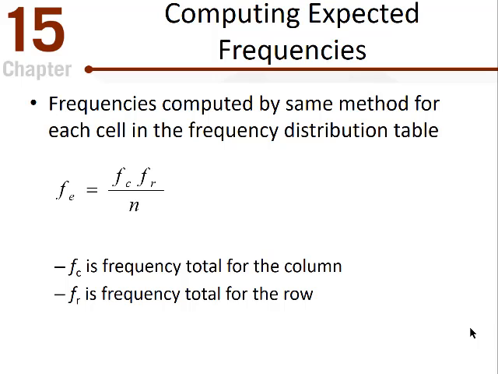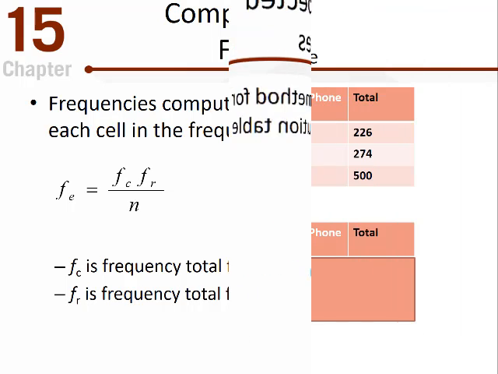The expected frequencies are computed by the same method for each cell in the frequency distribution table. The formula for the expected frequency is frequency column times frequency row over the number of people. So FC is the frequency for the total of the column, and FR is the frequency for the total for the row. So let's apply this.